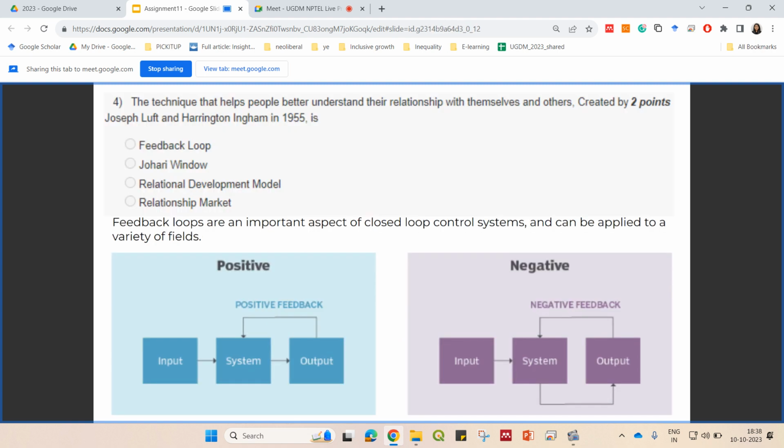So I hope this is clear. Moving on to the next question.